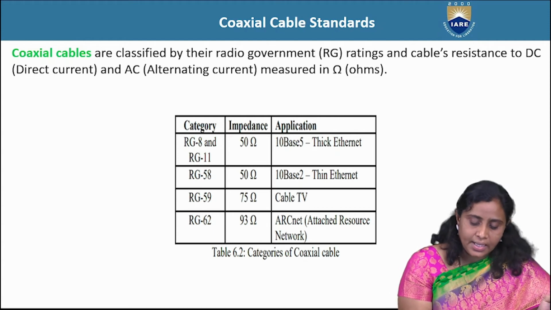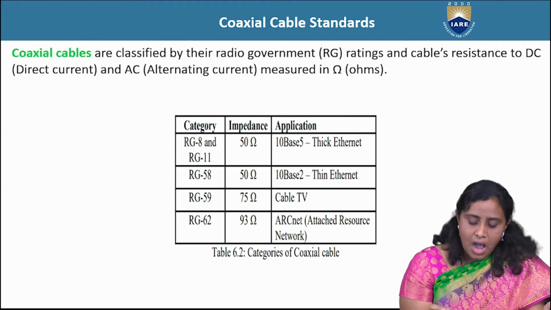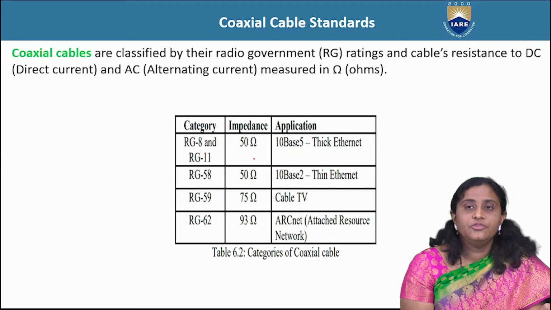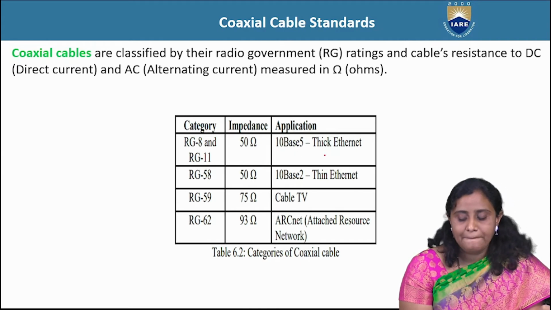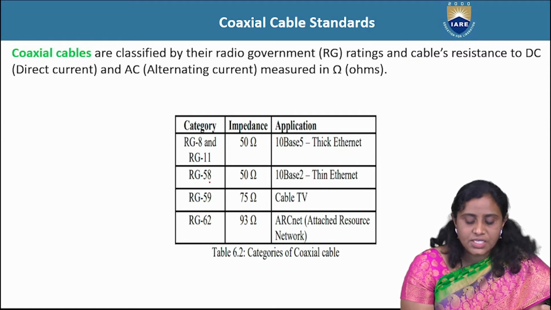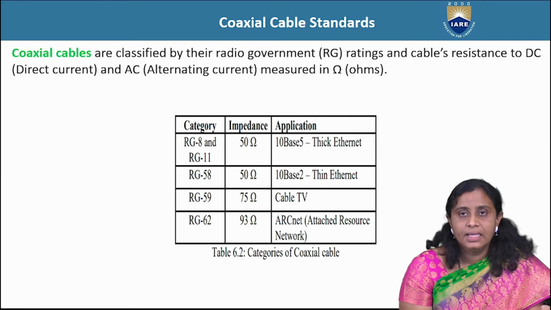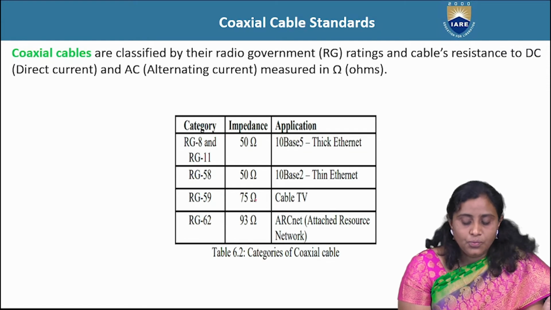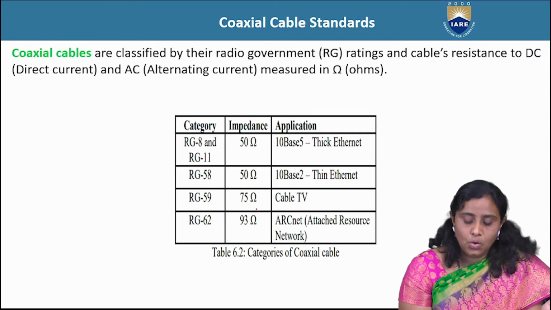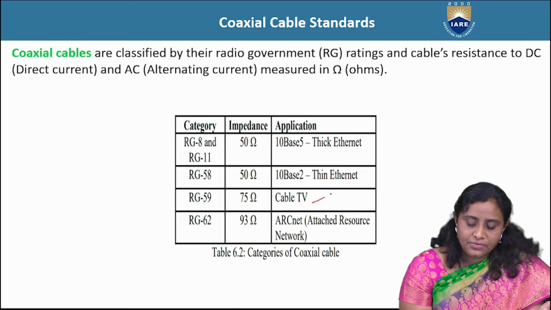So coming to the category, impedance and application: RG8 and RG11, 50 ohms, and the application type is 10Base5 thick Ethernet, and RG58, 50 ohms, 10Base2 thin Ethernet. And coming to the category RG15, the impedance, we can define it as 75 ohms. The application is meant for cable TV.